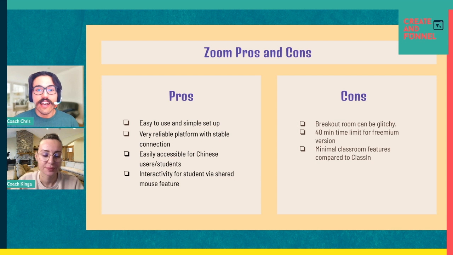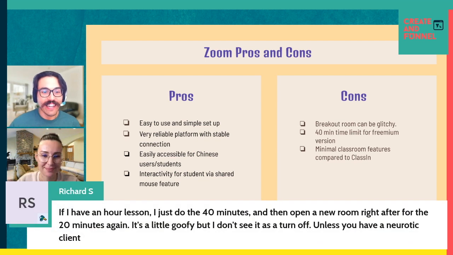Yeah, I really like the point that Richard brings up. If I have an hour lesson, I just do the 40 minutes and then open a new room right after. It's a little goofy, but I don't see it as a turn off. Yeah, definitely. You could also, Richard, try perhaps doing like 30-minute intervals.